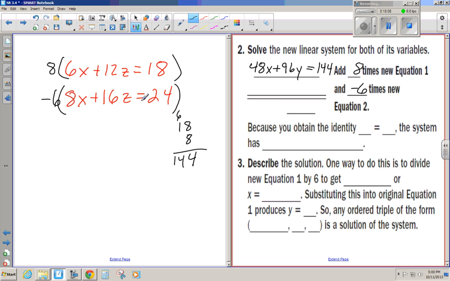Negative 6 times 8, negative 48x. Negative 6 times 16, negative 96y equals negative 6 times 24, negative 144. And when we combine them, that cancels, that becomes 0, that becomes 0, 0 equals 0. So because you obtain the identity 0 equals 0, and because that is always true, the system has infinitely many solutions.